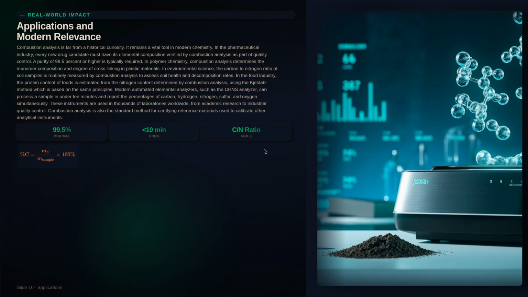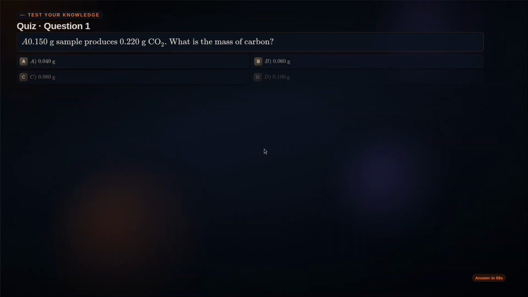Modern automated elemental analyzers, such as the CHNS analyzer, can process a sample in under 10 minutes and report the percentages of carbon, hydrogen, nitrogen, sulfur, and oxygen simultaneously. These instruments are used in thousands of laboratories worldwide, from academic research to industrial quality control.